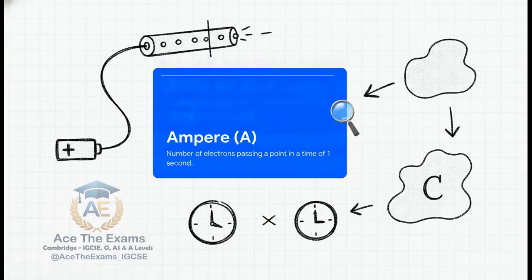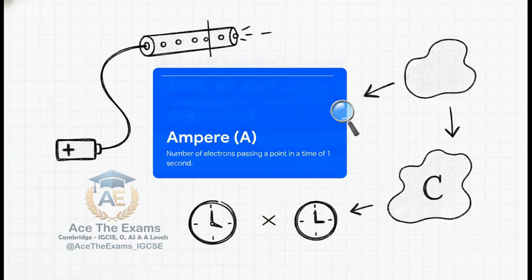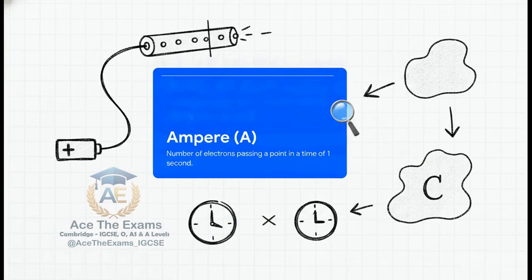So if you want the formula, it's straightforward. Charge equals current multiplied by time, or Q equals I times t. If a 3 ampere current flows for 10 seconds, 30 coulombs of charge have just moved past you.